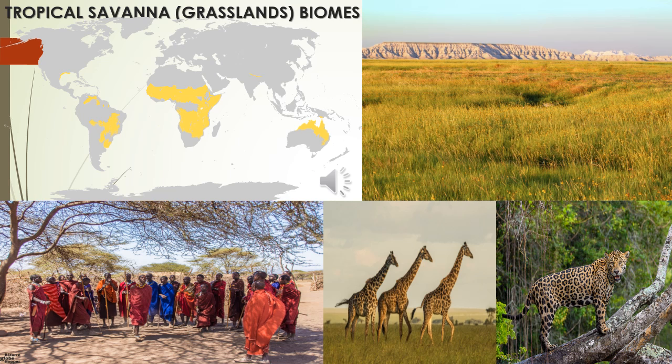The common animals found here are lion, leopard, tiger, deer, zebra, giraffe, etc. On TV channels like National Geographic and Discovery Channel, you can see lions and tigers hunting deer and giraffe in grassland only.